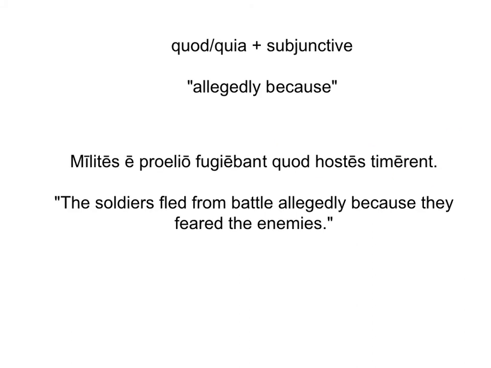Now, quod or quia plus the subjunctive. This subjunctive means that the cause is alleged, or it's not vouched for by the speaker. Looking at the example sentence, milites e proelio fugiebant, quod hostes timerent. Timerent is in the imperfect subjunctive, and so in your translation, you will add an allegedly. The soldiers fled from battle allegedly because they feared the enemies.